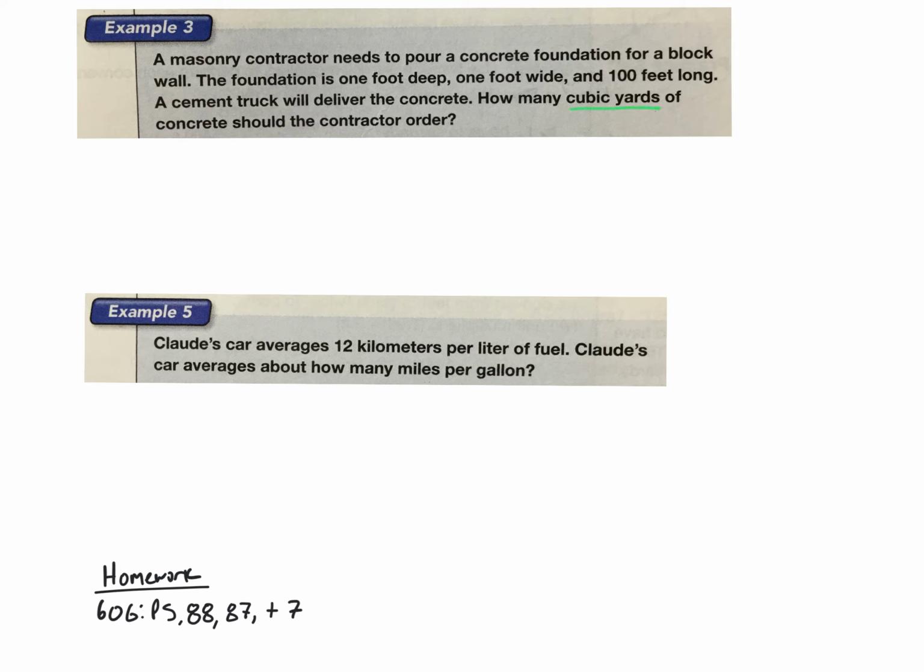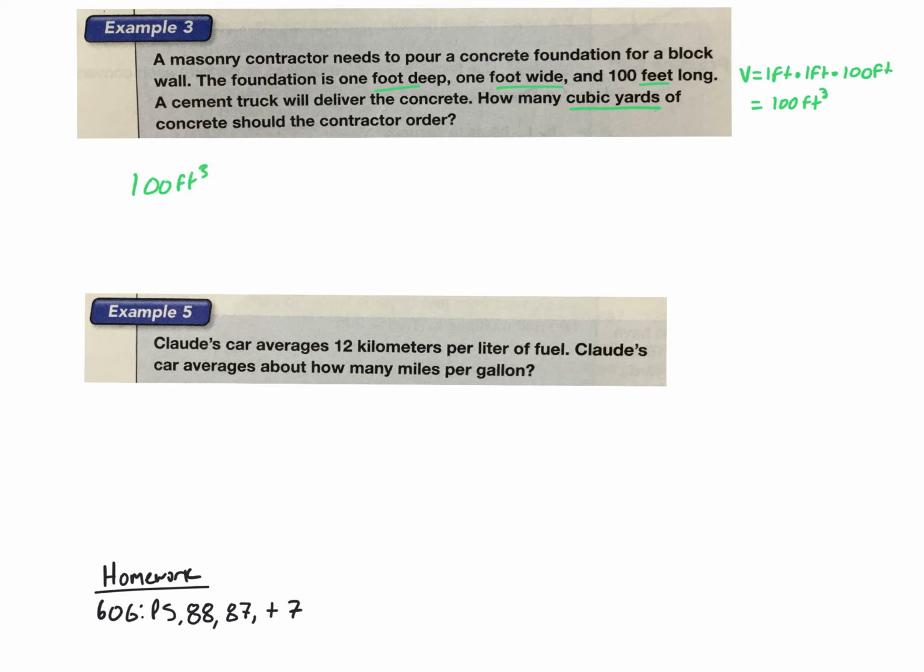So, if you order concrete, you order it in the cubic yard. So let's find out how many cubic feet he needs, right? The volume of that pour is going to be 1 foot times 1 foot times 100 feet, which is going to be 100 feet cubed. So I have 100 feet cubed.